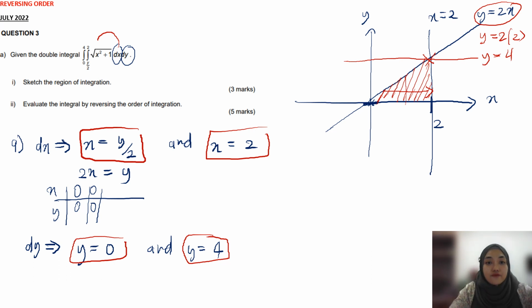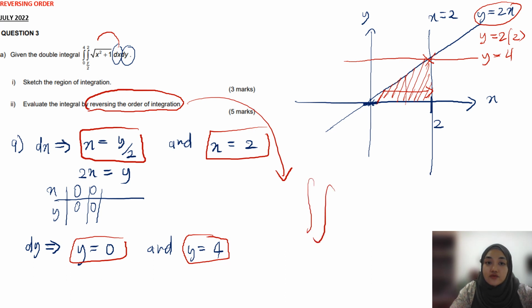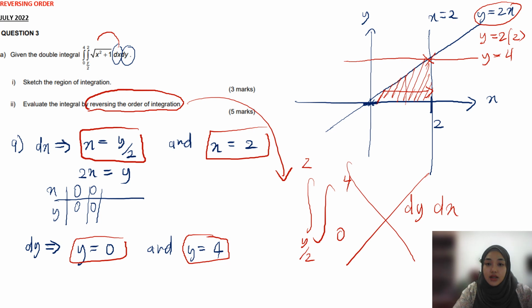Alright, so after that, for number 2, evaluate the integral by reversing the order. Since the given order is dx dy, you have to find dy dx. To do this, you cannot simply swap the limits, y over 2, 2, 4, and 0. This is wrong. What you need to do is find them according to this graph. Since our graph is here, we will calculate on the next slides.